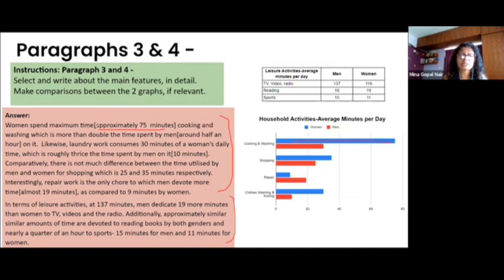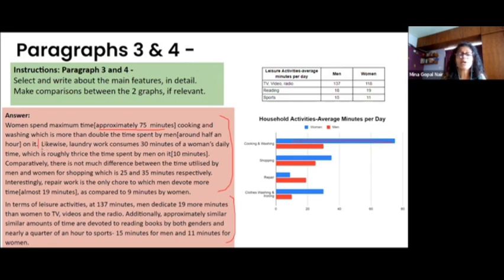You can use brackets. Approximately 75 minutes cooking and washing, which is more than double the time spent by men, around half an hour on it. So double of half an hour is 60 minutes. So women spend more than double the time spent by men on washing and cooking. So this is the first point that I have written about when I'm talking about the bar graph. This is the most significant point actually.